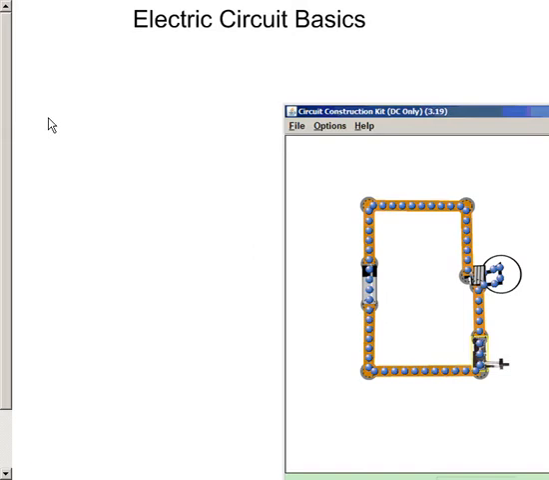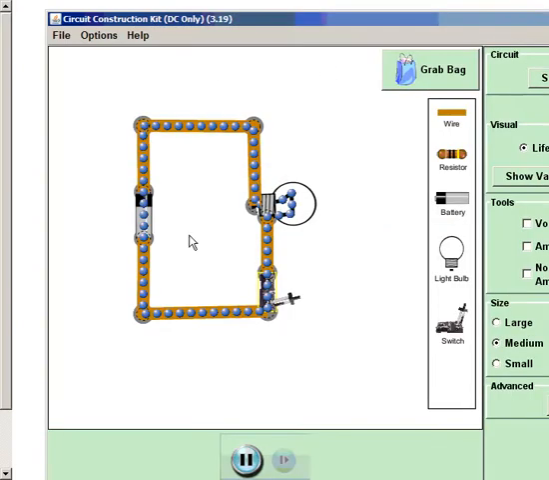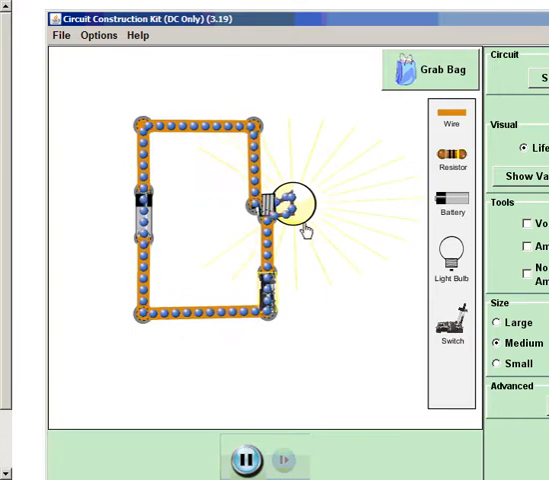In this review, we'll take a look at some electric circuit basics. An electric circuit is a place where charges can be given energy, and then that energy can be dissipated to do something. In this case, we have a simple battery hooked up to a simple light bulb. Notice a few things that's happening here.